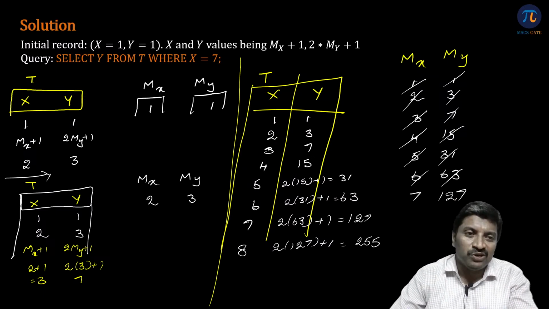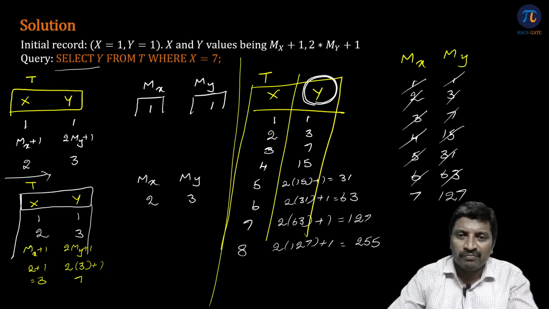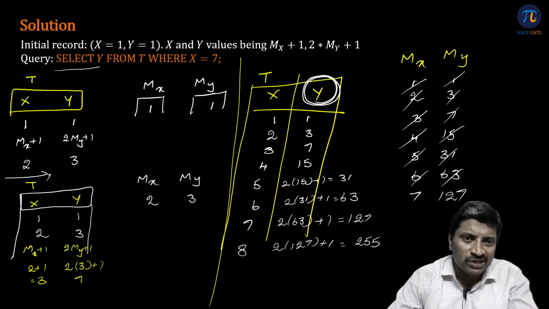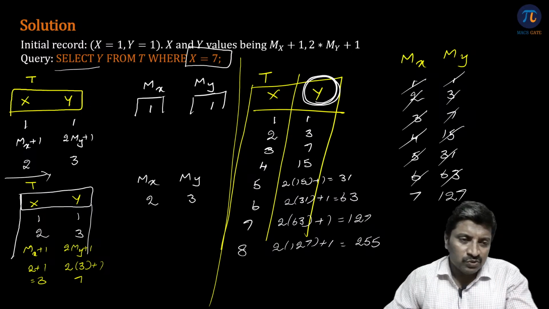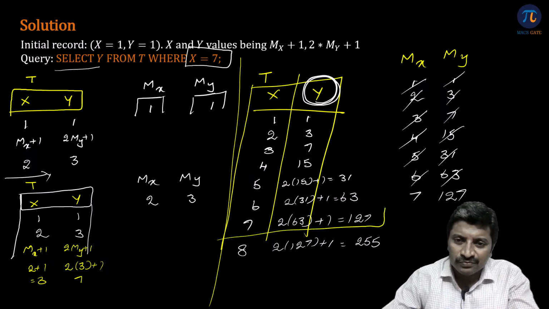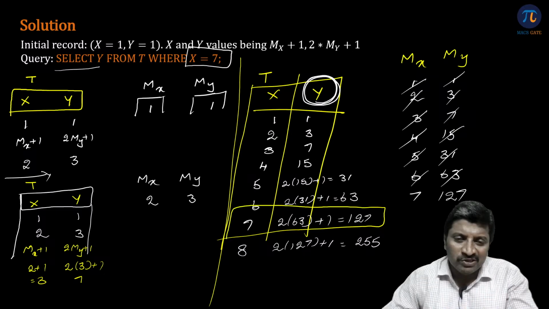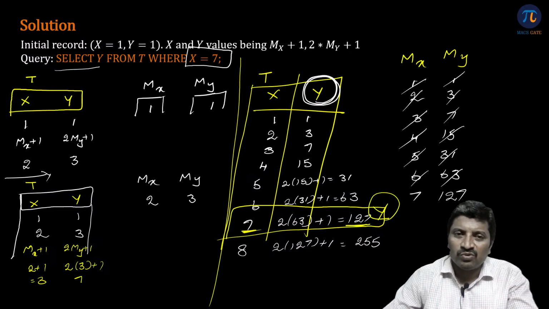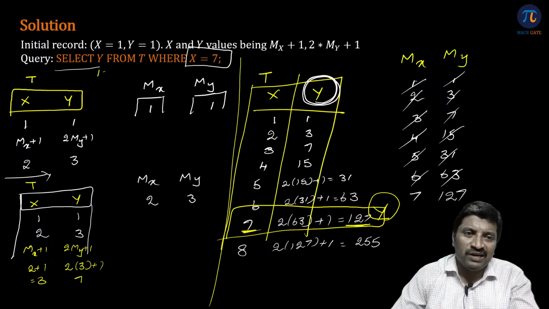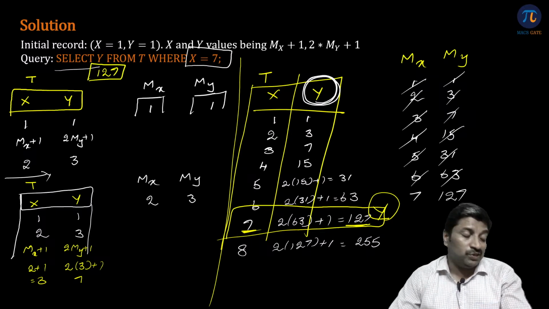But please observe the query, sir. Select Y. I want to select the value Y. Do you need all the Y's? No, sir. I want only the record for which X equal to 7. So that means I need only this particular record. What is that particular record? 7, 127. In this, what is the Y value? 127. So we will get 127. Hope you understood it.